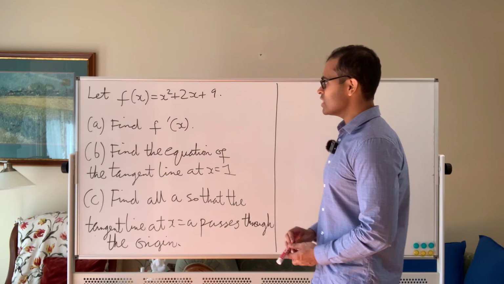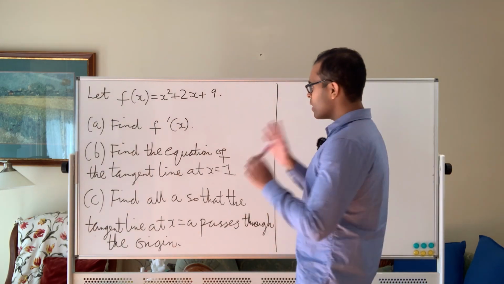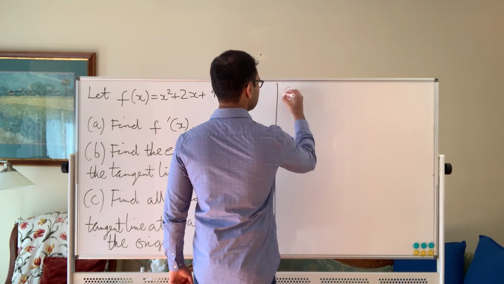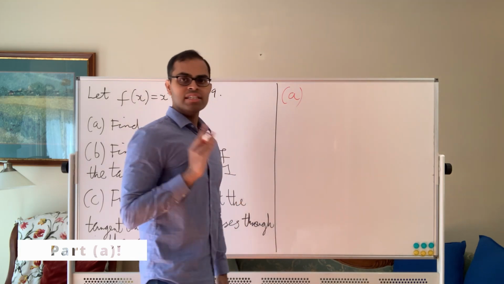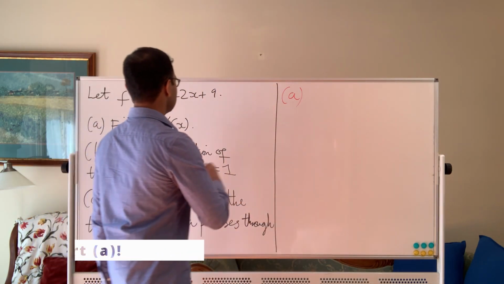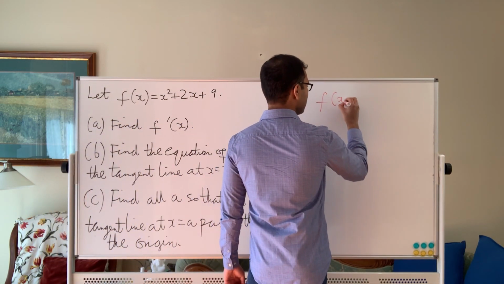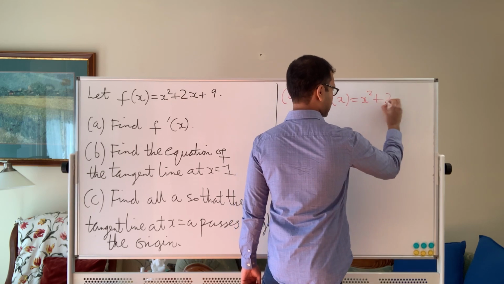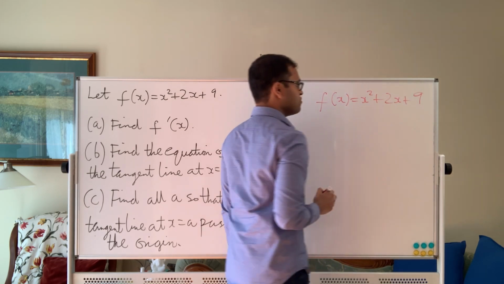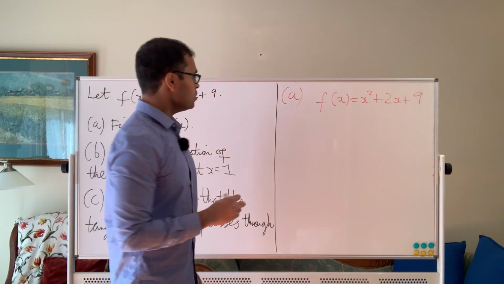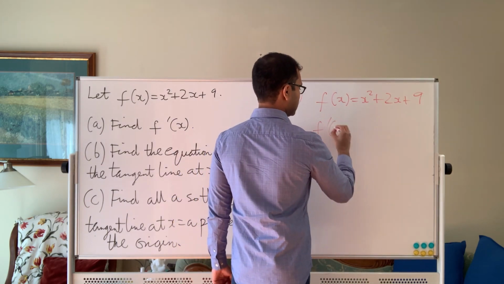The first two parts are a warm-up for the third part, but are important to master tangent lines. So let's go for part A first. What is the derivative of f if f of x is x squared plus 2x plus 9? What we do is differentiate term by term and use the power rule. I like to differentiate step by step.